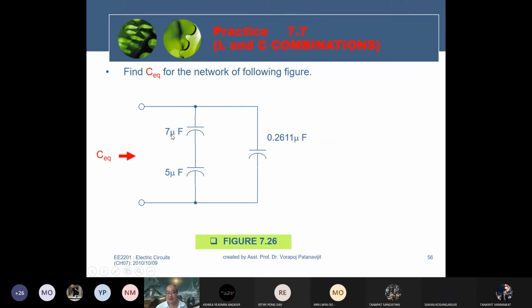1 divided by C equivalent is equal to 1 divided by 7 plus 1 divided by 5. The result is about here. Two of them are connected in parallel. The way to combine, you combine like in series. You add them: about 2.9 and 0.3 equal to about 3.2, about 3.17.